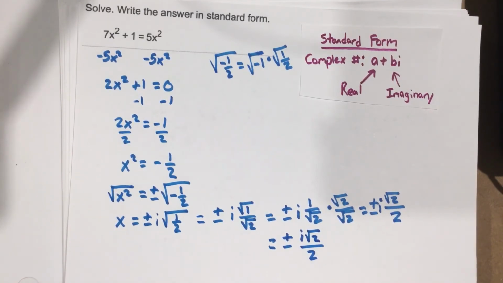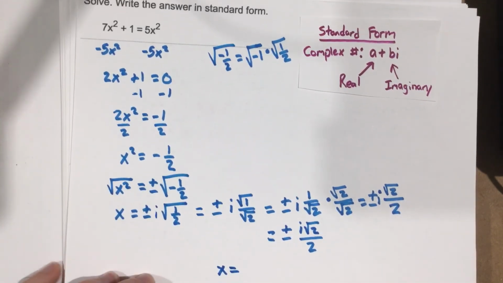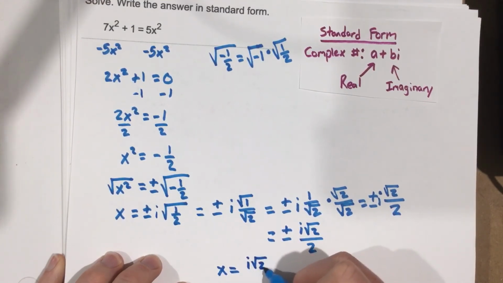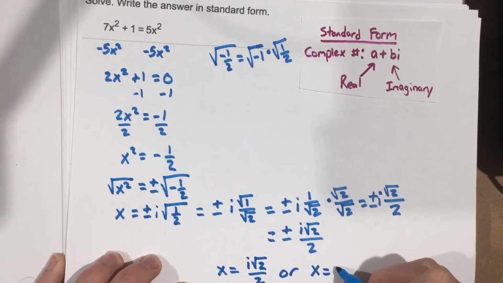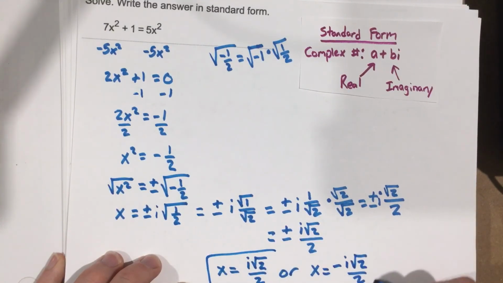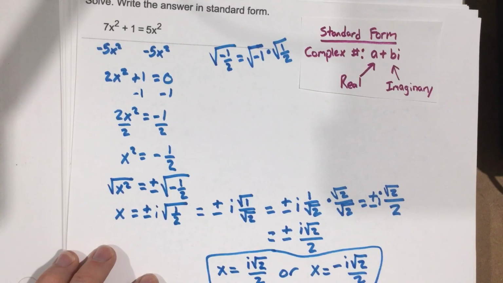Now I would like you to split this, so you can say this is x equals i root 2 over 2, or x equals negative i root 2 over 2. I always like that you split up the answers so that you know that there are two different answers. Hopefully that makes some sense.